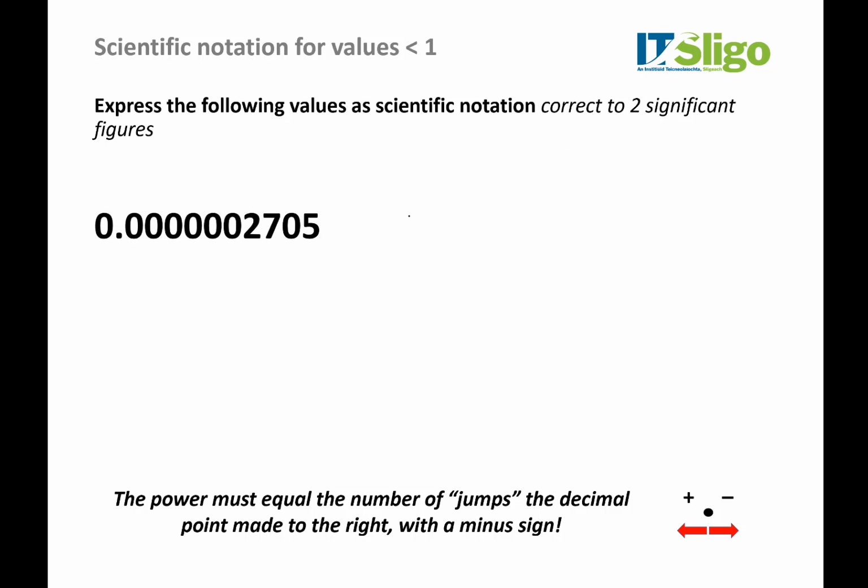Again, 2.705. Decimal point needs to move to here. 1, 2, 3, 4, 5, 6, 7. 10 to the minus 7, and finally to two significant figures, 2.7 by 10 to the minus 7.